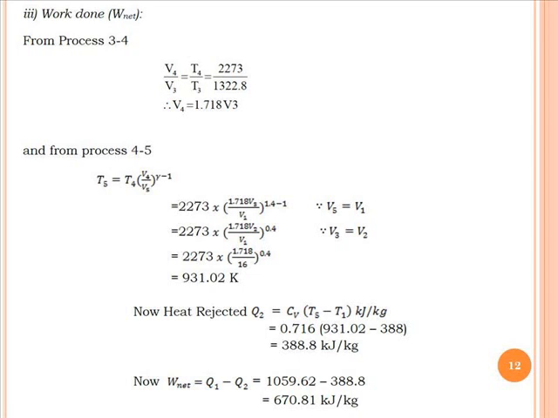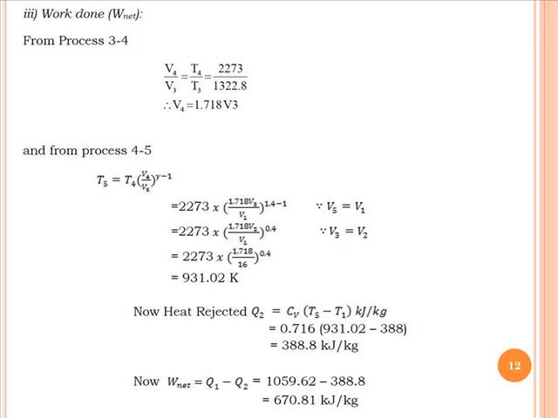So when we replace V4 by V3, in that we have to put V4, that is equal to 1.718 into V3 divided by V1, raised to gamma minus 1, where the gamma value is known to us, that is 1.4 minus 1. And when we calculate, we will get T5 temperature, that is 931.02 Kelvin. Based on that, heat rejected, that is Q2, is equal to Cv into T5 minus T1. So that answer is 388.8 kilojoule per kilogram.